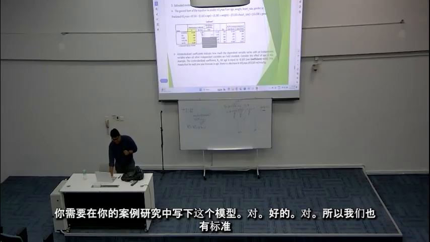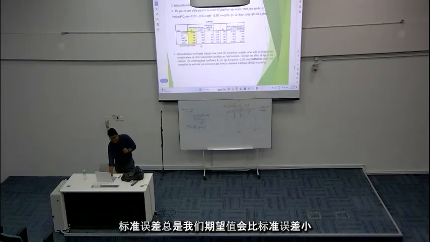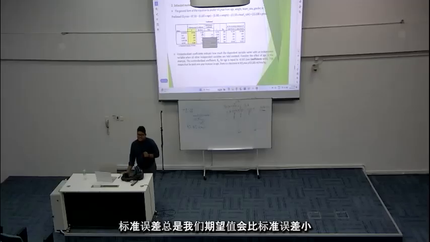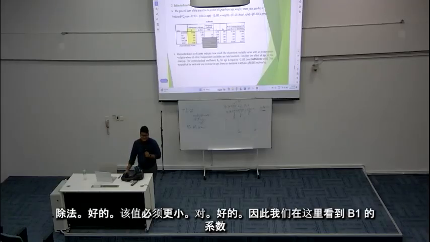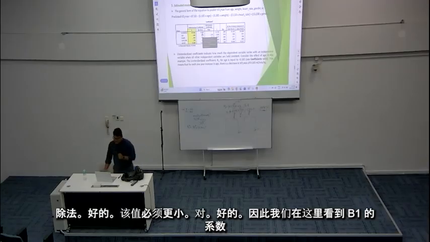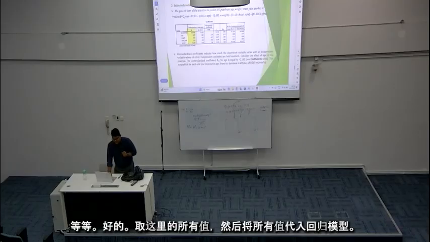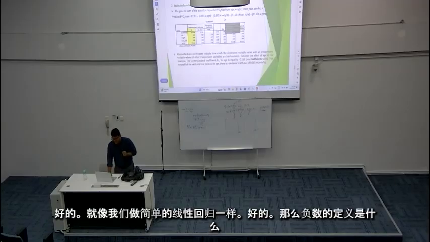Right, so we also have the standard error. We always expect the standard error value to be smaller, like the standard deviation. The value must be smaller. So we see here the coefficient for B1 and so on. Take all the values here and plug them into the regression model, like we did in the simple linear regression.